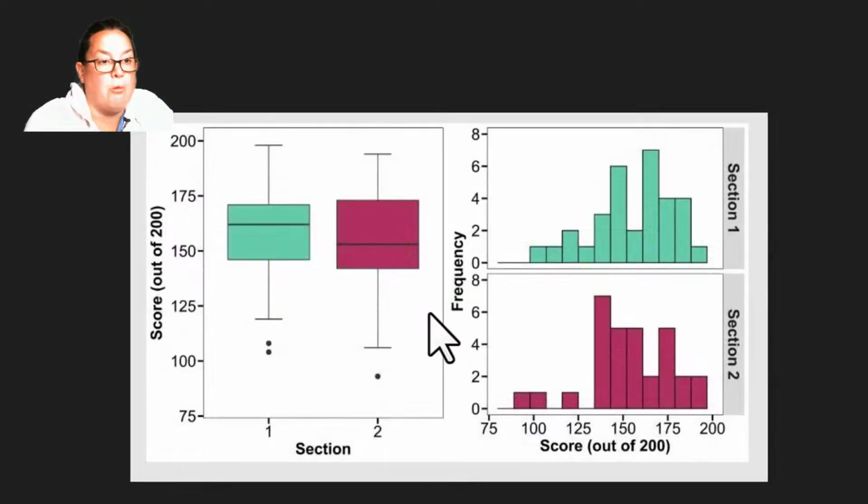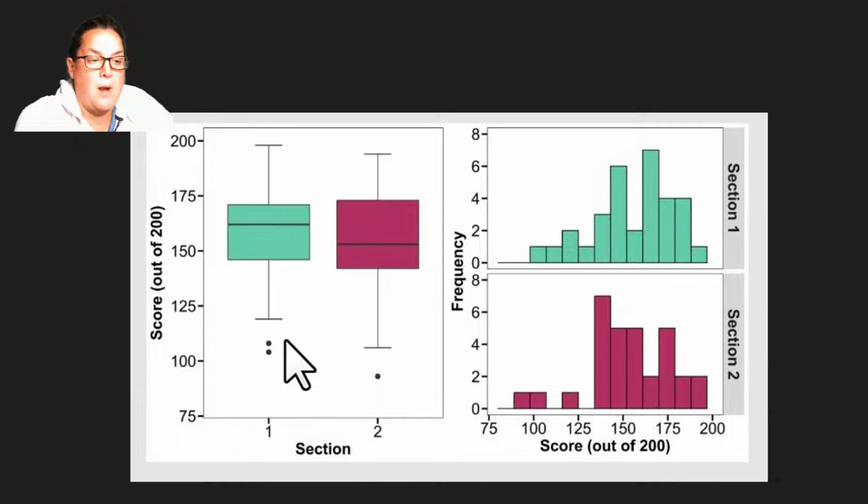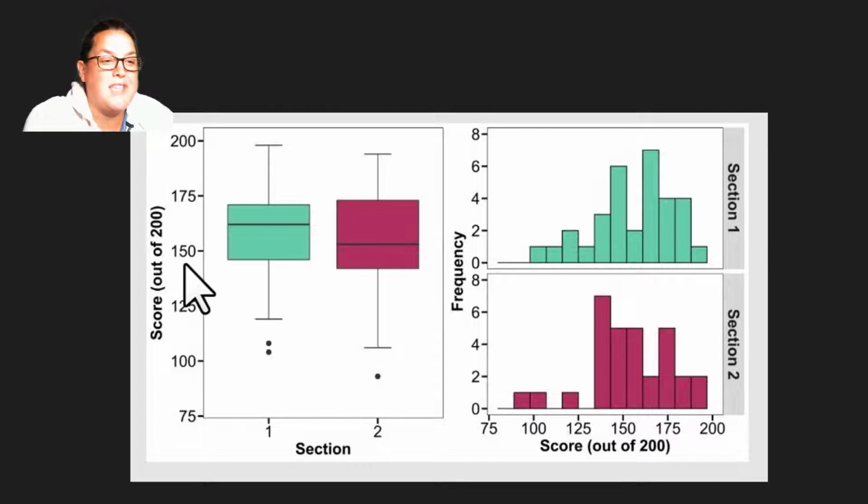Let's look at another one. Here, and this is out of the textbook, when you compare these two, you can see that the boxes overlap. So I would say their average test score is probably fairly similar. I could say potentially that section one had a slightly higher average test score because their median is higher, but for the most part, because they overlap, I would say they're very similar average test scores.